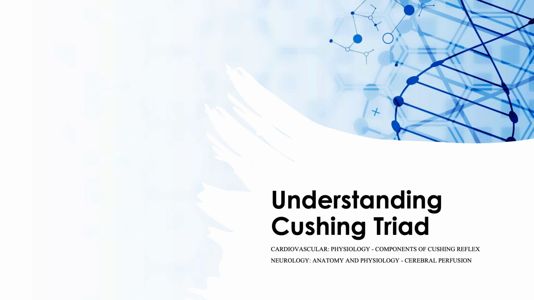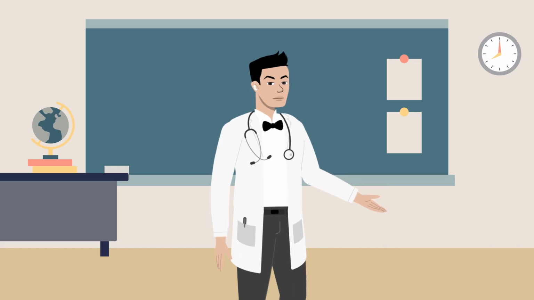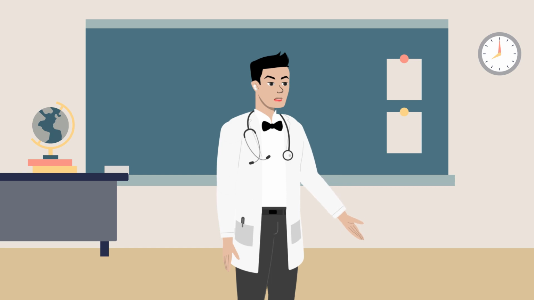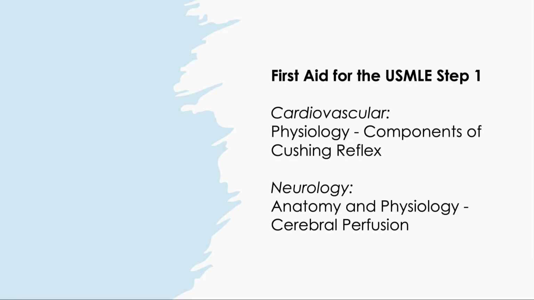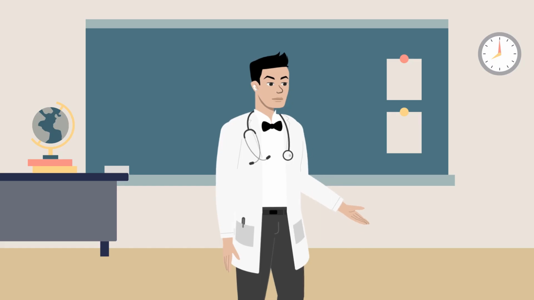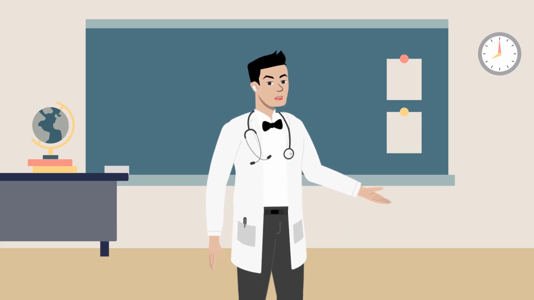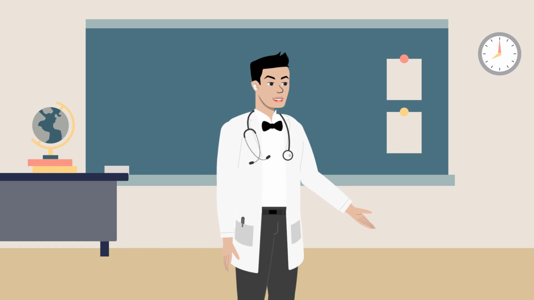Understanding Cushing's Triad. More information can be found in the First Aid for the USMLE Step 1 textbook. The sections include cardiovascular physiology, components of Cushing reflex, neurology, anatomy and physiology, cerebral perfusion. Welcome to this educational video on Cushing's Triad, also known as the Cushing reflex.